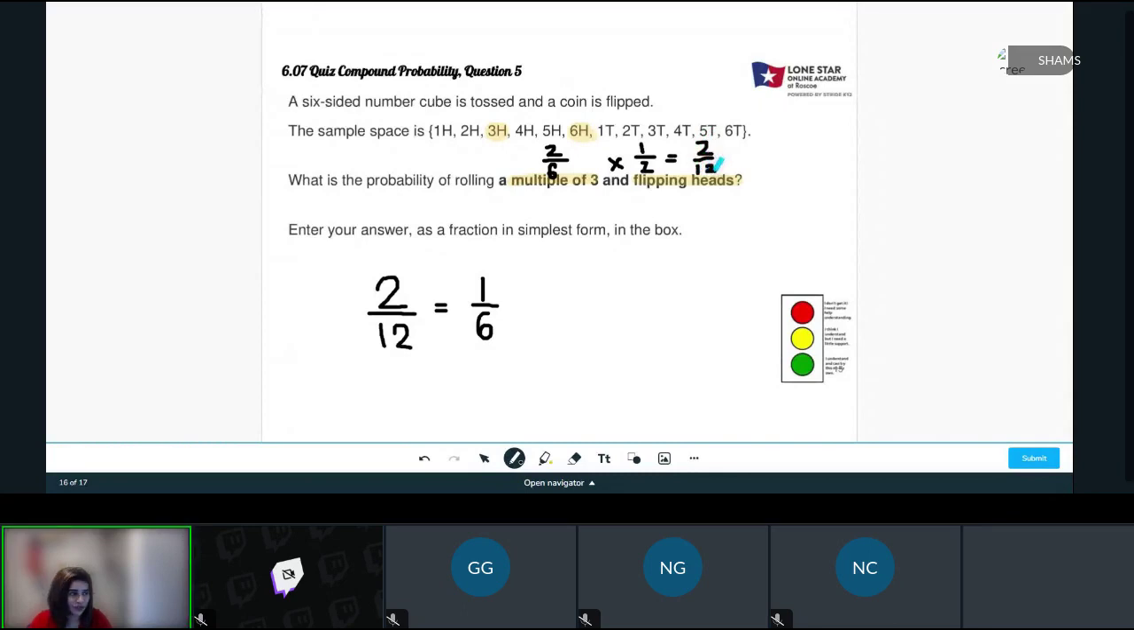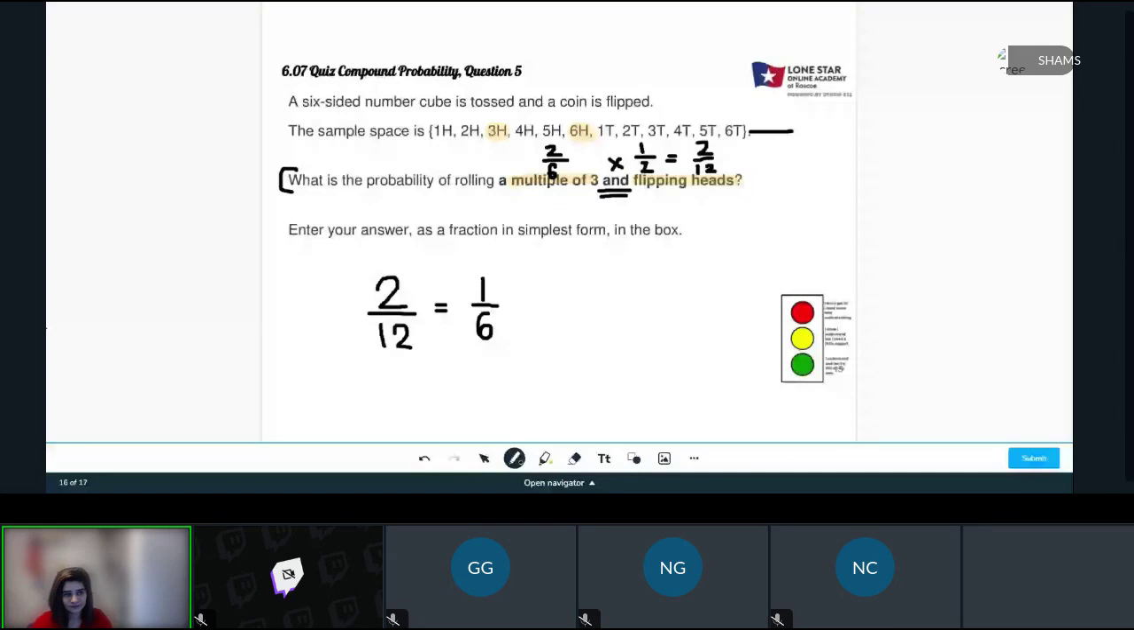You should know both ways. On my test and the STAR test, they might not give you these outcomes and make it easy. They'll just give you this part of the problem. So you should know, when you roll a number cube, multiples of 3 are 2 out of 6. If you flip a coin, heads is 1/2. The word "and" strictly in math is multiplying, so multiply them.